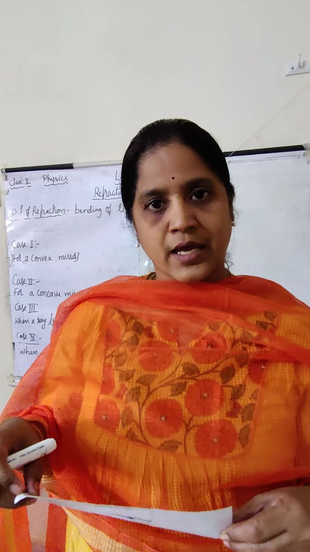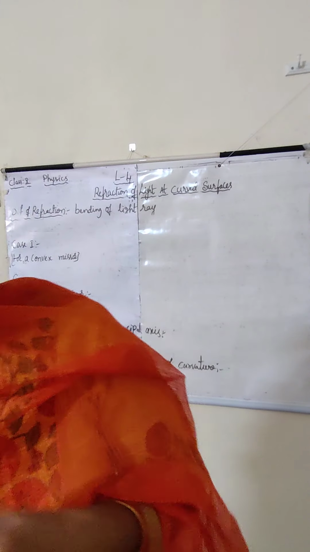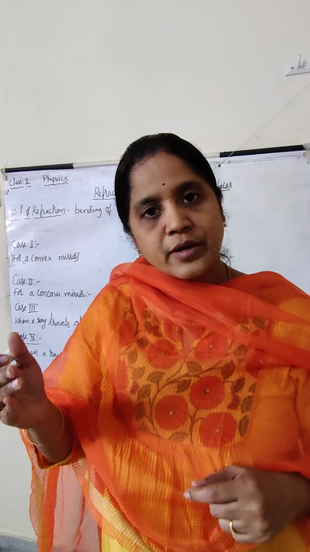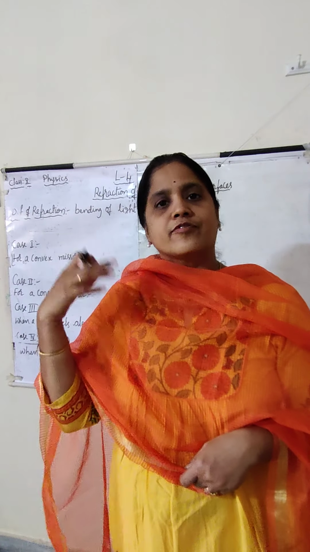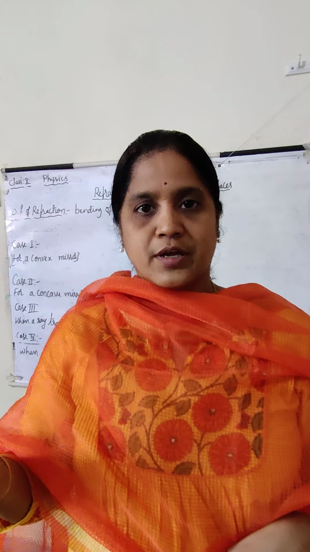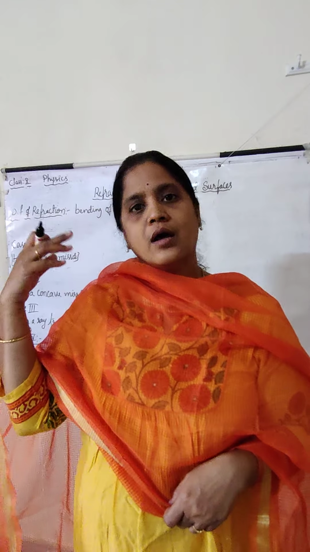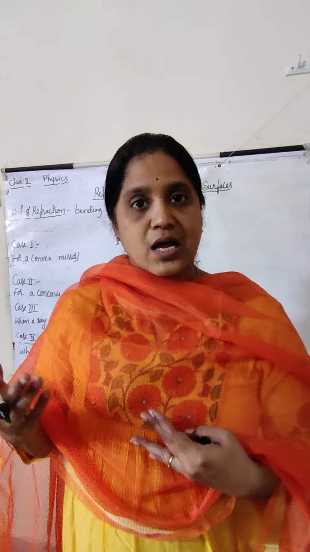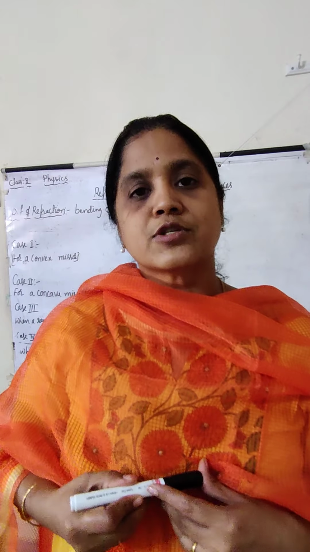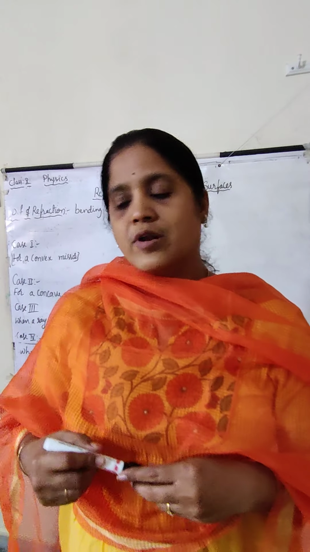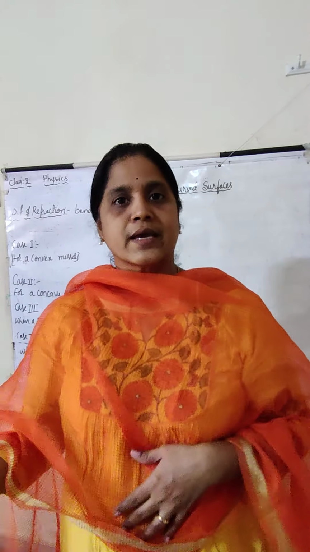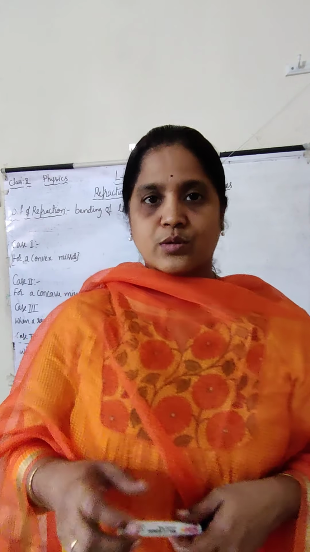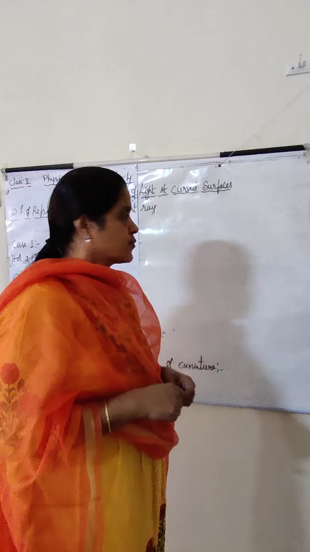And in the second case, the jar is filled with water. So the light rays travel from the glass medium to the water medium, again from the water medium to the glass medium, and from the glass medium to the air medium. Like that, the light rays are traveling in different mediums. Due to that, we get the inverted image. So through the diagrams, I will explain this.